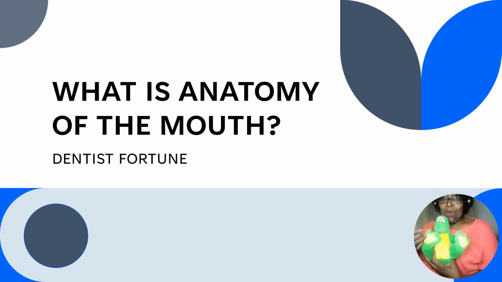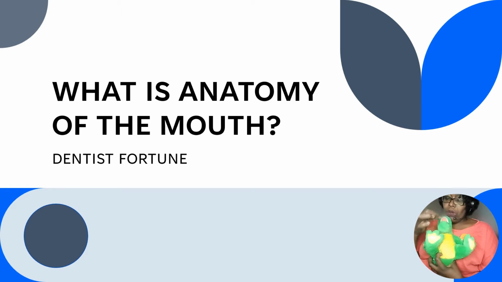Today we're going to be talking about the anatomy of the mouth. So this is the teeth, upper teeth and lower teeth. This is where the tongue lies. And then we have the cheeks on the side. This is the roof of the mouth called the palate. This is the floor of the mouth.